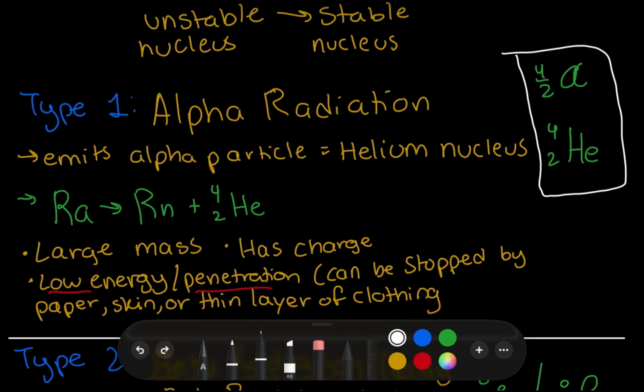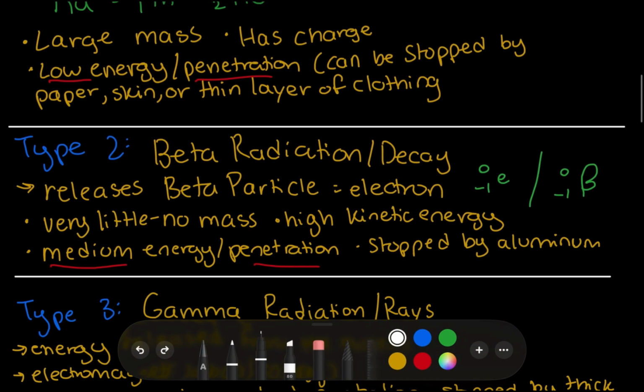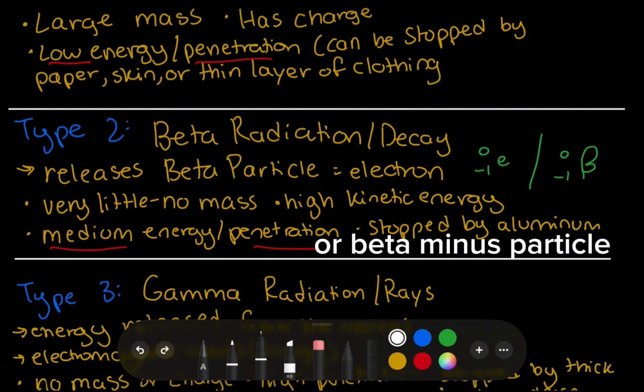Now alpha particles typically have a large mass and they have charge. They are low energy, meaning they have a low penetration and they can be stopped by paper, skin, or a thin layer of clothing. The second type of radiation is beta radiation or decay.